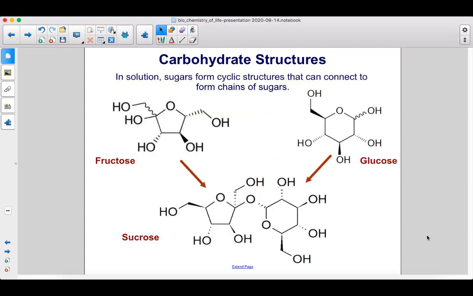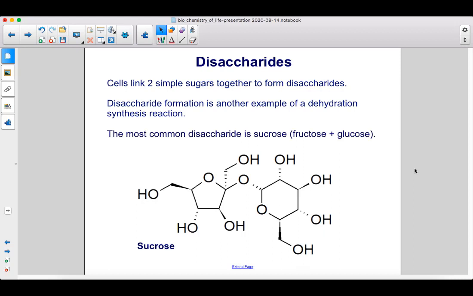In solution, sugars form cyclic structures that can connect to form chains of sugars. So here we see fructose and glucose forming sucrose. Cells link two simple sugars together to form disaccharides. Disaccharide formation is another example of a dehydration synthesis reaction. The most common disaccharide is sucrose, which is fructose plus glucose.